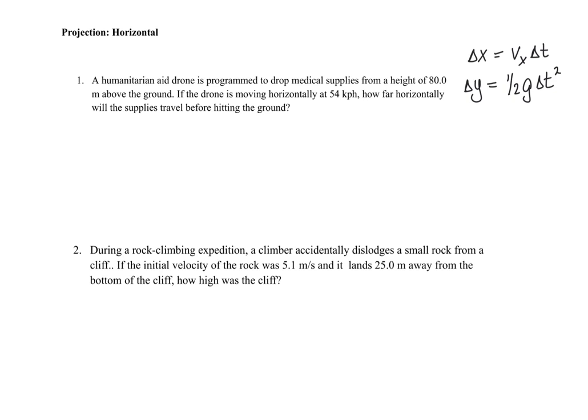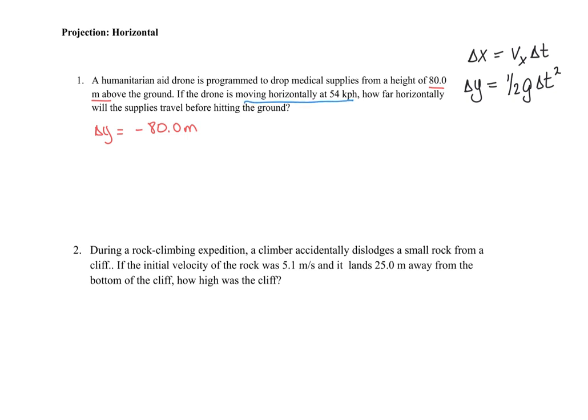A humanitarian aid drone is programmed to drop medical supplies from a height of 80 meters above the ground. If the drone is moving horizontally at 54 kilometers per hour, how far horizontally will the supplies travel before hitting the ground? Couple things. You want to label some stuff. 80 meters above the ground is going to be how far that's going to drop, meaning it's going to drop 80 meters.